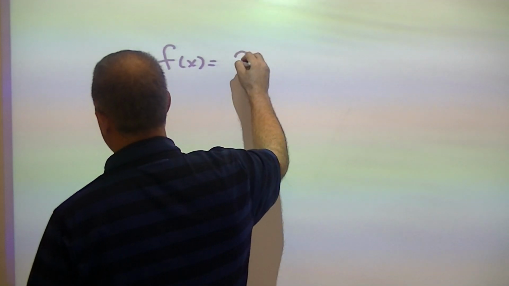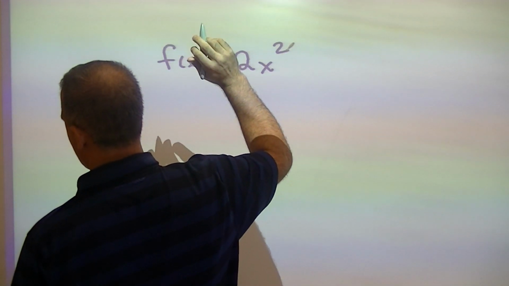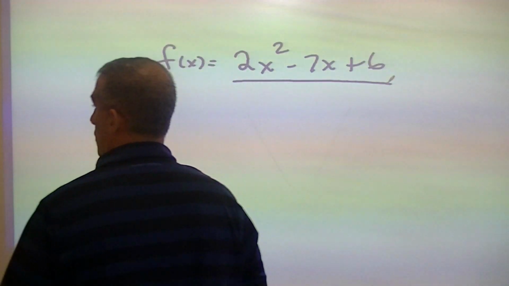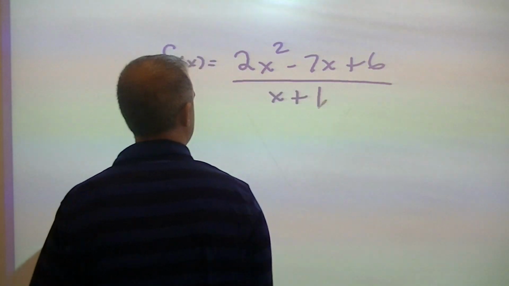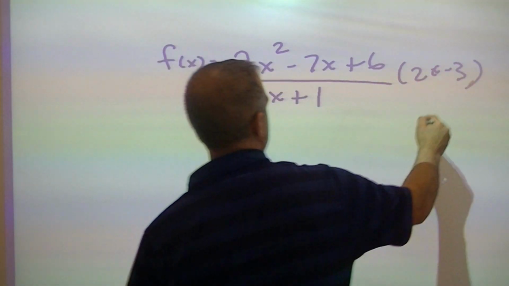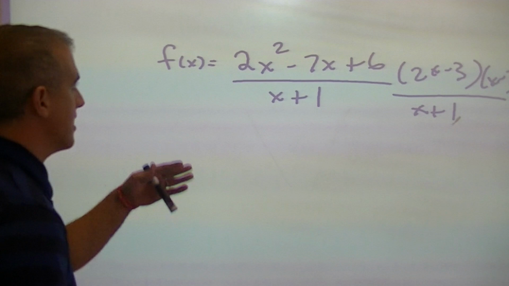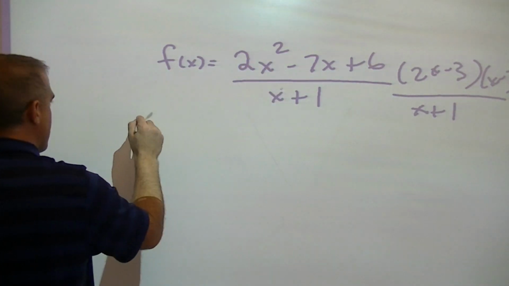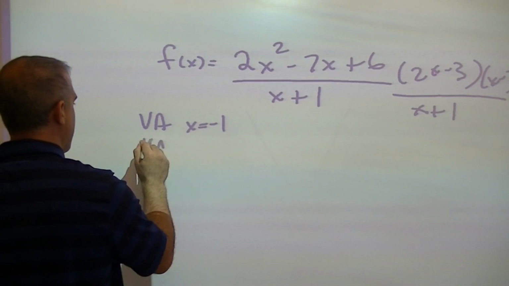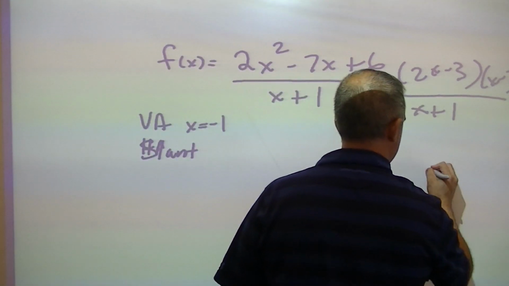Let's say I had 2x squared minus 7x plus 6 all over x plus 1. Now if I factor this, this is what I end up getting. So as you can see, no elimination, so my vertical asymptote, I'd solve that, x equals negative 1. And I'm going to have a slant in this case. Let's figure out our slant asymptote.